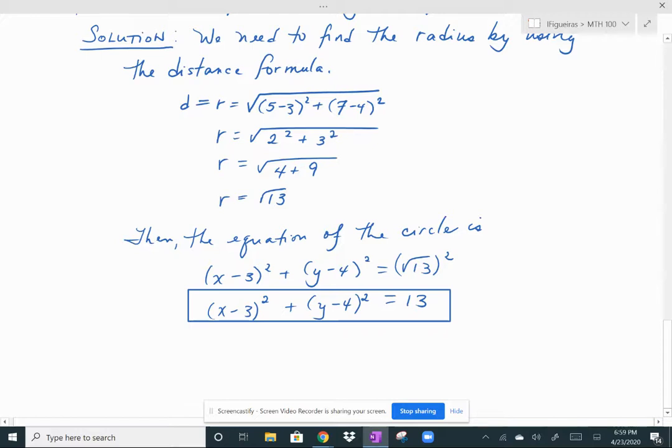So the circle in the standard form would be x minus 3 squared plus y minus 4 squared equals the square root of 13 squared. But when you square the square root of 13, you get 13 on the right side. So the equation of the circle is in the box.